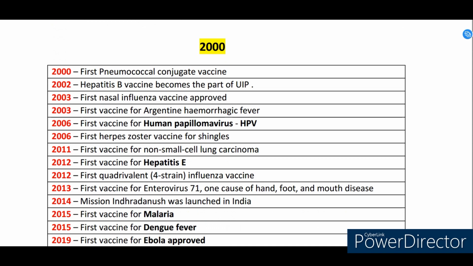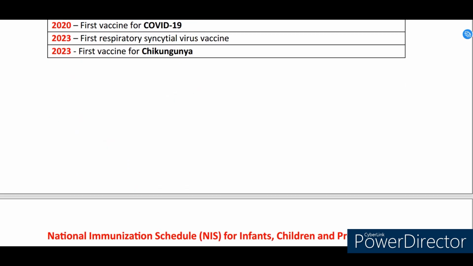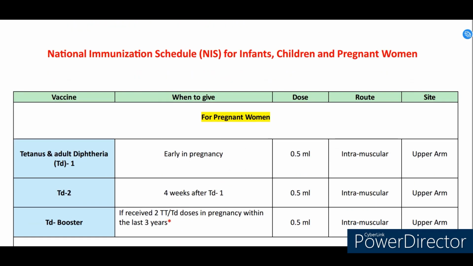And now coming to important discoveries in the 2000s, HPV vaccine, that is in 2006, hepatitis E 2012, malaria in 2015, dengue fever 2015, Ebola 2019, and COVID-19 that was in 2020, and the recent discovery was chikungunya that was in 2023. Now let's look at the National Immunization Schedule for infants, children and pregnant women.